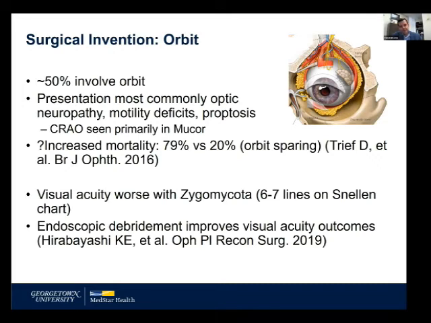And when you look at some of the bigger systematic reviews that have pieced together everything we have, it looks like it probably doesn't affect mortality as long as you're treating it appropriately. But there is some question, as there have definitely been some reports with much higher levels of death with it. Visual acuity tends to be worse with the zygomycota subclass, and surgery has been shown to improve visual outcomes in large part just because you're improving control of disease.